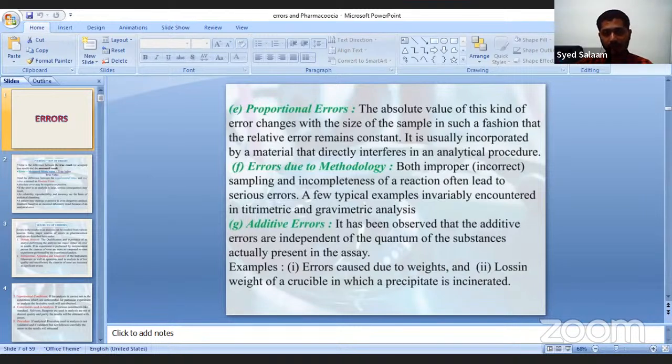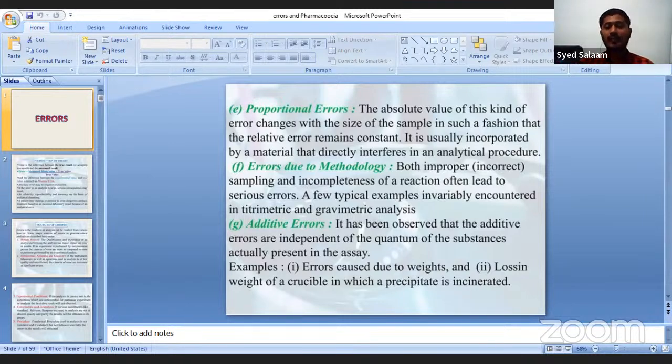Next is additive errors. It is observed that additive errors are independent of the quantum of substance. For example, errors caused due to gain or loss in weight of the crucible in which the precipitate is incinerated. Sometimes you are using a crucible, and when you're triturating, a little bit of the crucible material also gets added into it due to triturating with stronger force. So this has caused an error, as the weight also got increased, and there is also loss in the crucible in which you're incinerating the precipitate. That also causes these additive errors, in which the weight has unwantedly been increased.